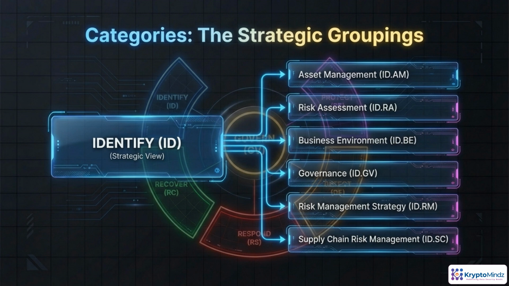Within that system, the Identify function is your strategic lens for cybersecurity. Asset management tells you what you have. Business environment explains why those assets matter to the mission. Risk assessment and risk management strategy define what could go wrong, how serious it would be, and how you'll treat that risk. Governance clarifies who decides and who's accountable. And supply chain risk management extends all of this to your vendors and external dependencies.